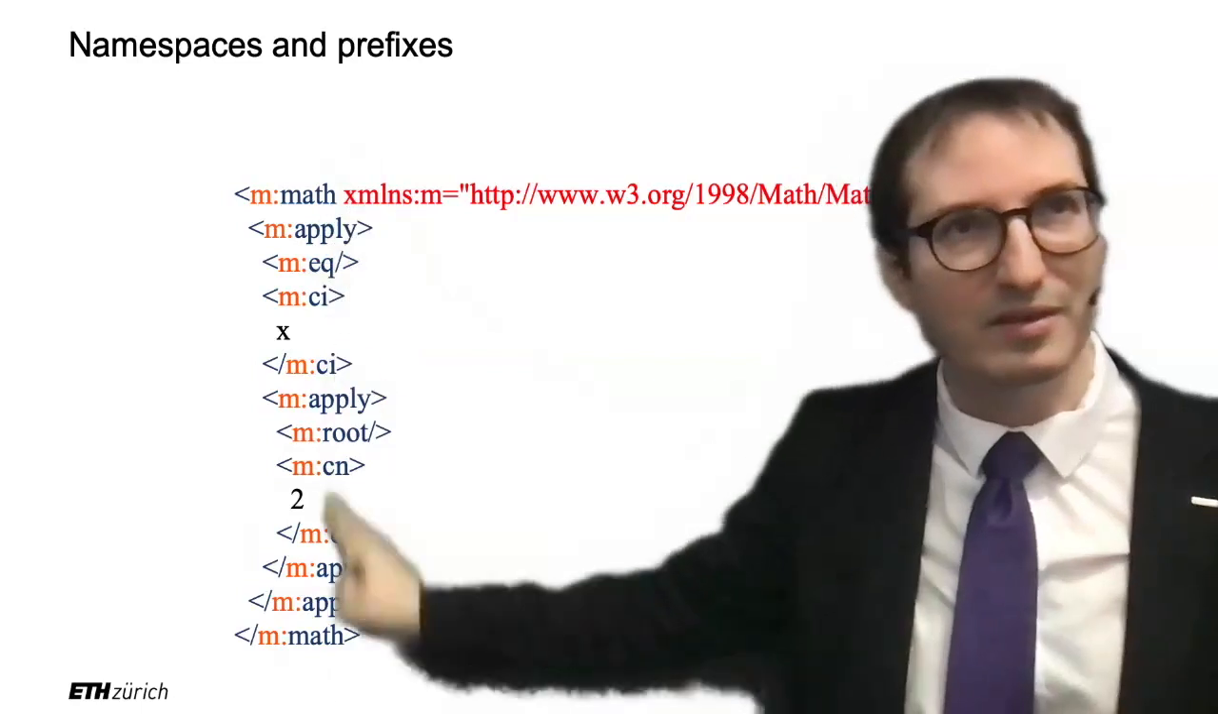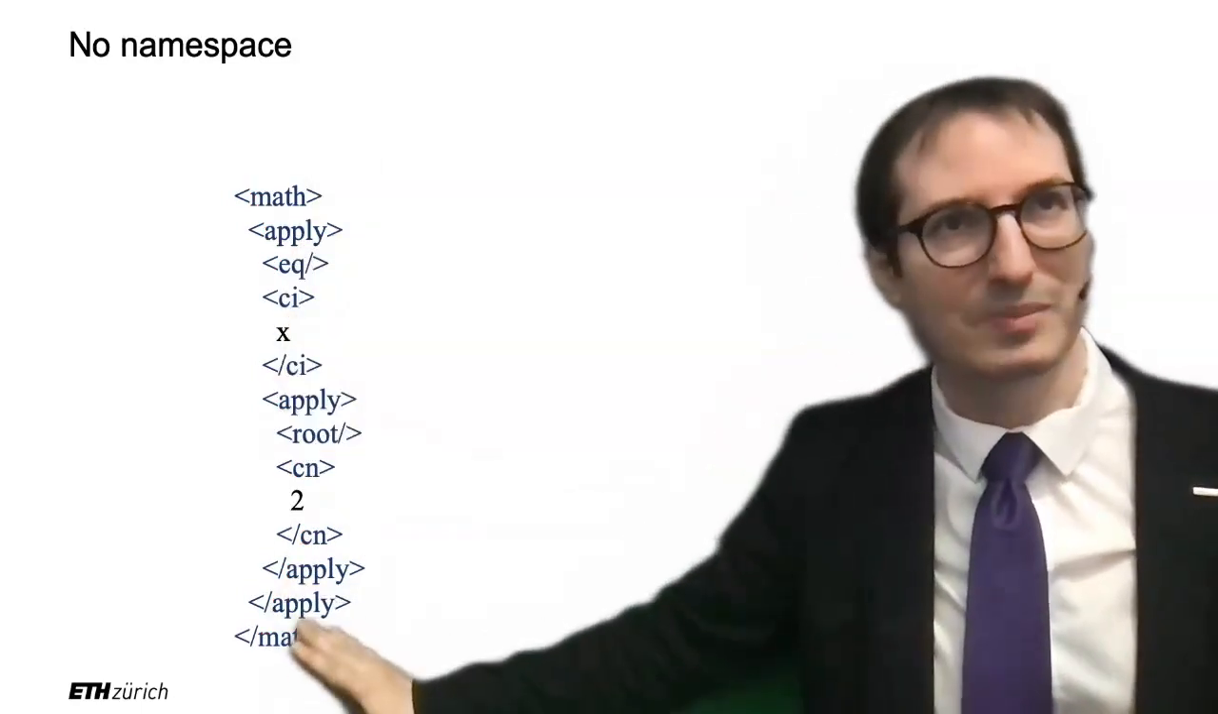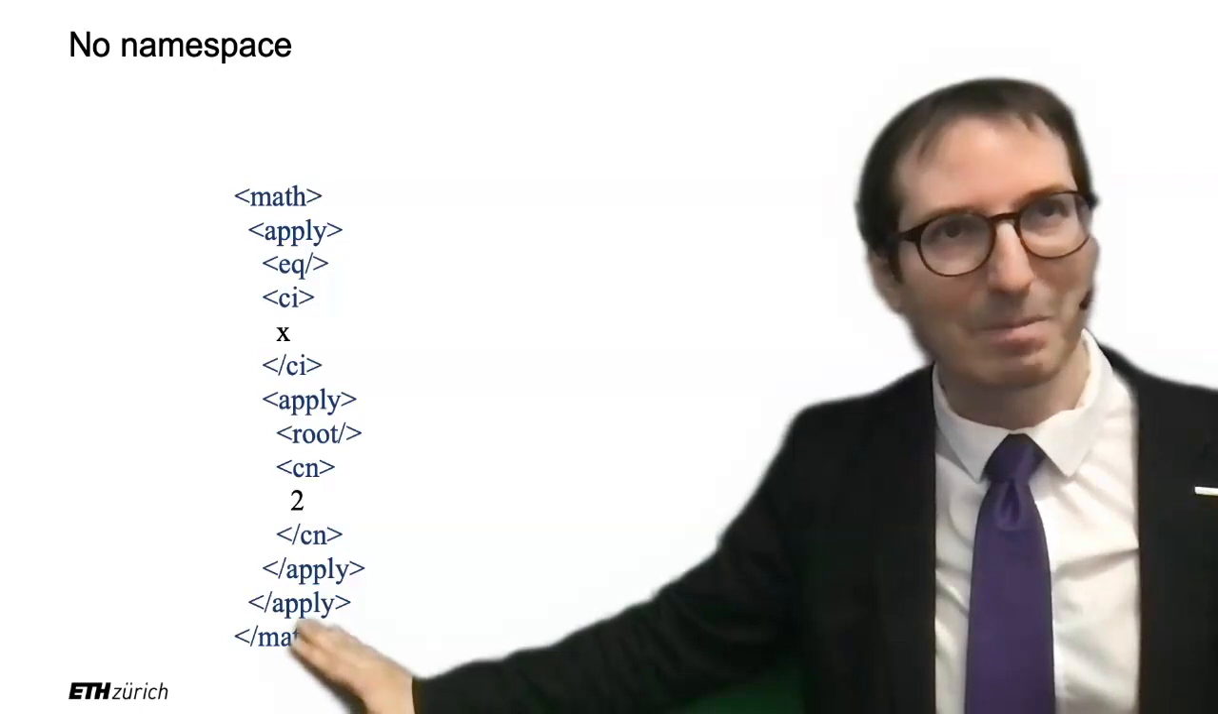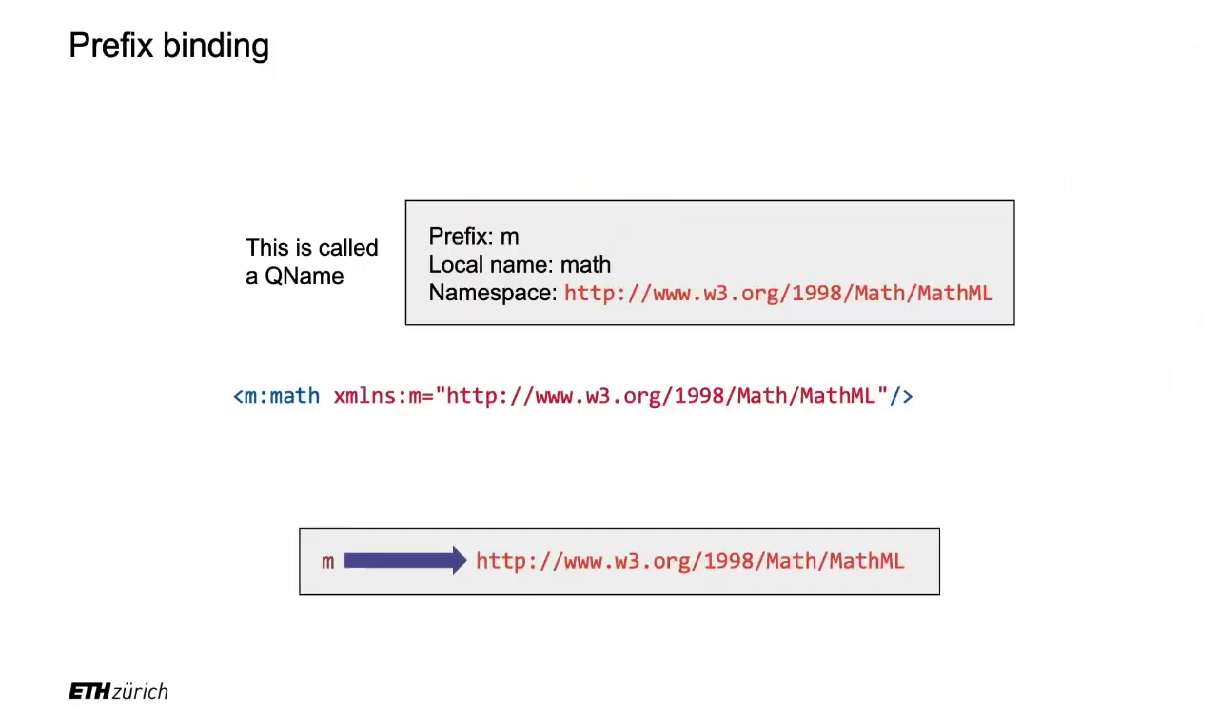And it's the same thing as this, right? Here, none of this is in any namespace. That's the difference. Okay, I had misunderstood the default namespace. Yeah. Thanks. Awesome. All right. And so the idea, this is called the QName.